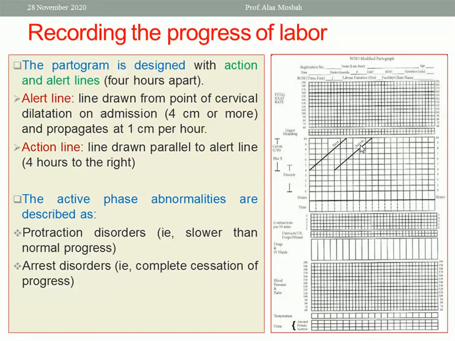So the active phase abnormalities are described as protraction disorder, meaning slower than normal progress, or arrest disorder, like complete cessation of progress. There is no progress. Okay?